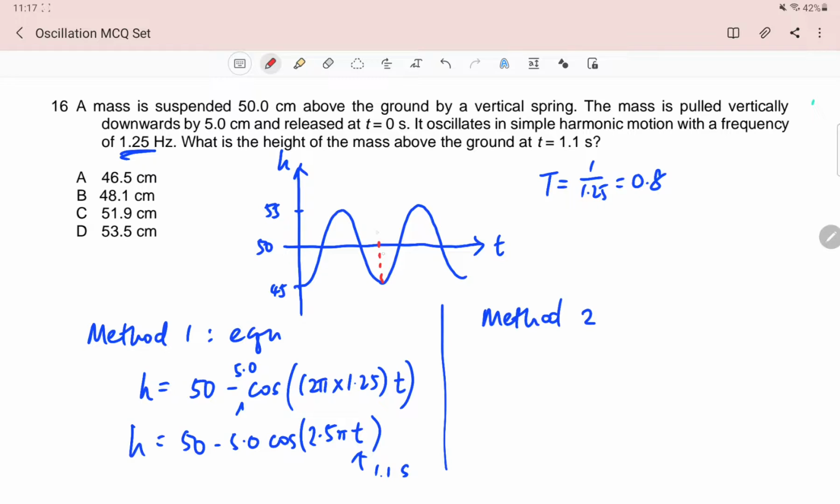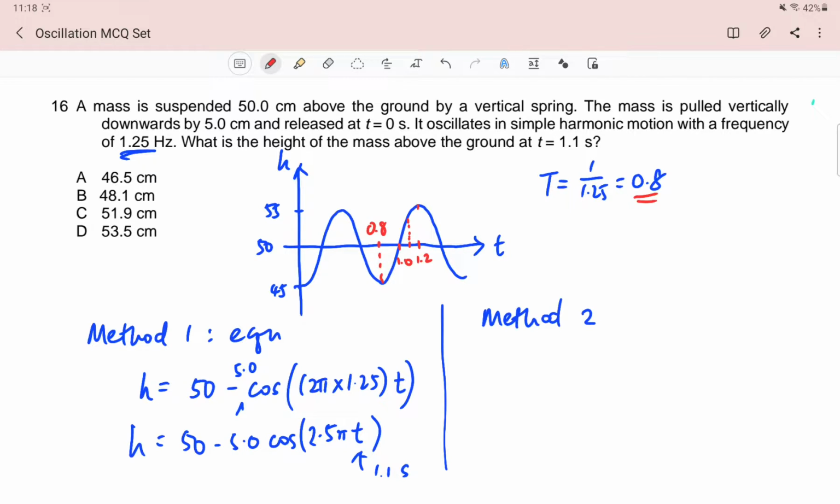This is one period, or this is 0.8, and 0.8 is a nice number. It's divisible by 4. So you see, here is 1.0, here is 1.2. Hence, right, 1.1 second is talking about this point halfway through 0 to 90 degree. It's a 45 degree mark.